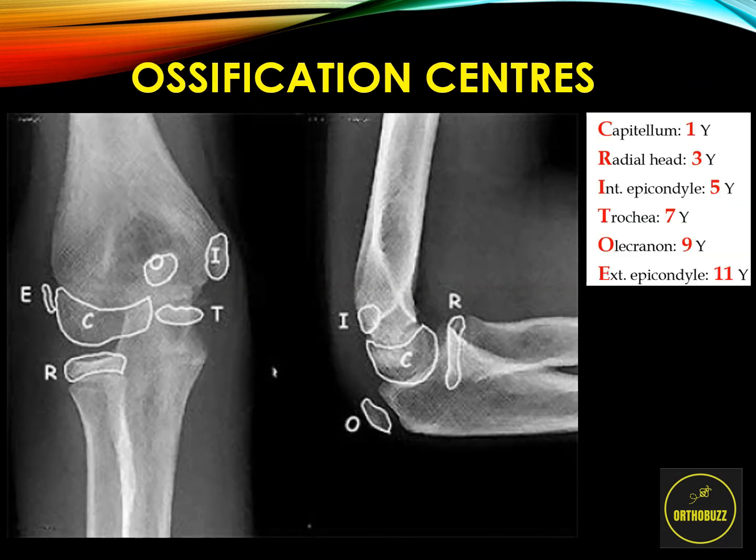As we can see, there are various ossification centres which can be remembered with the mnemonic CRITOL, for the lateral epicondyle. And therefore, if we can see these ossification centres, we know the child must be at that equivalent age as seen over here. On this, we can see that there's a capitellum here, there's a radial head ossification centre, and medial or internal epicondyle, a trochlea as well, seen over here on the AP view, an olecranon, and then we look at the external epicondyle, which is just becoming visible. And therefore we know this child must be between 9 and 11 years old.